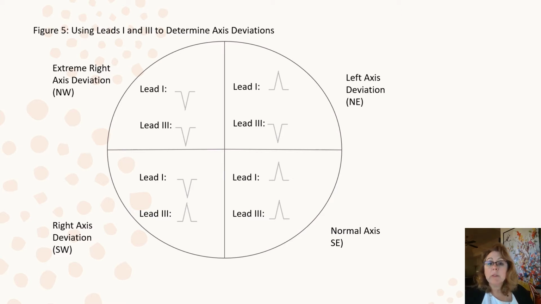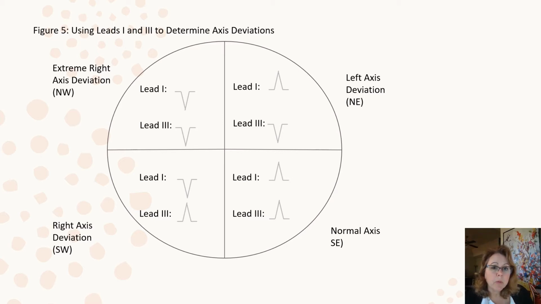The next one we're going to cover is a left axis deviation. And so you can see with a left axis deviation, it's heading left. That energy is heading left. The problem is it's not heading down towards the hip. It's just heading straight across the body. And so what we see here is that positive component in lead 1 because the energy is heading right towards it. But it's negative in lead 3 because lead 3 is standing at the bottom of the heart and it's going, hey, you're not coming towards me. It's heading away from it. And so that's considered a left axis deviation.